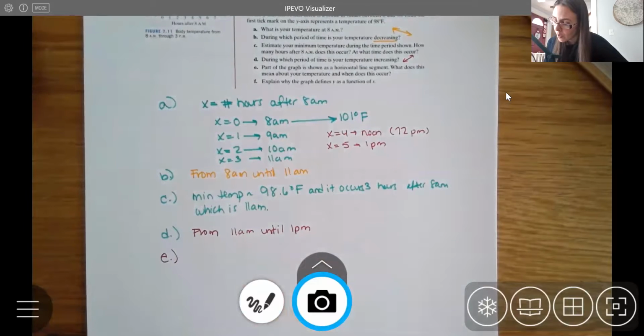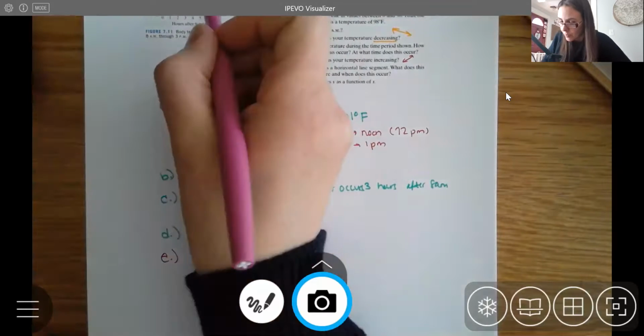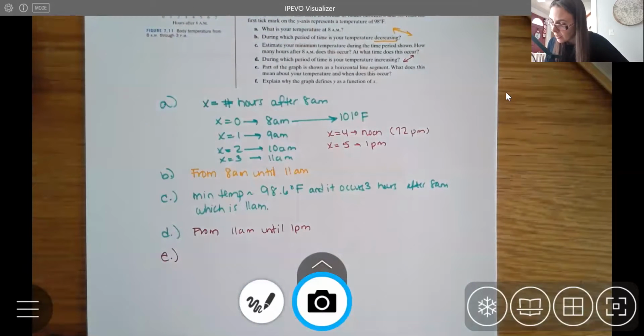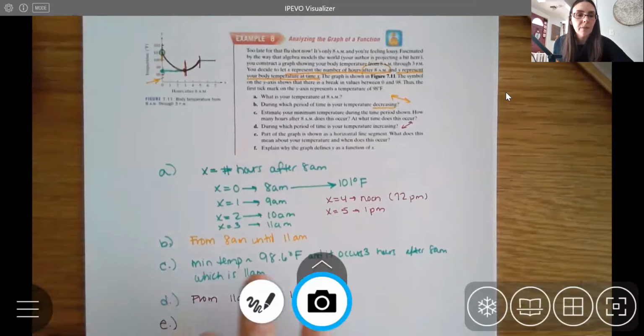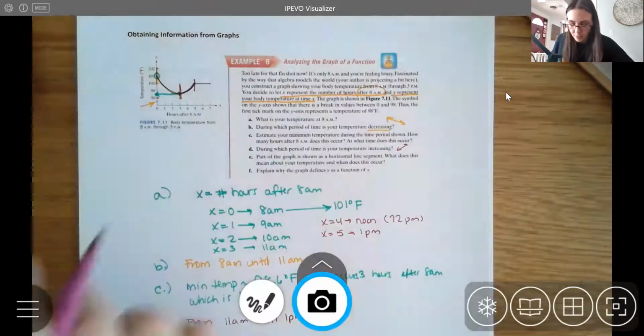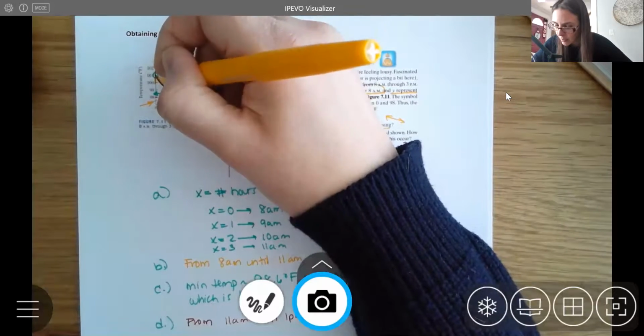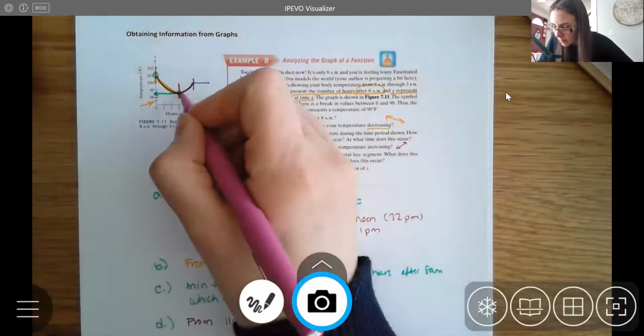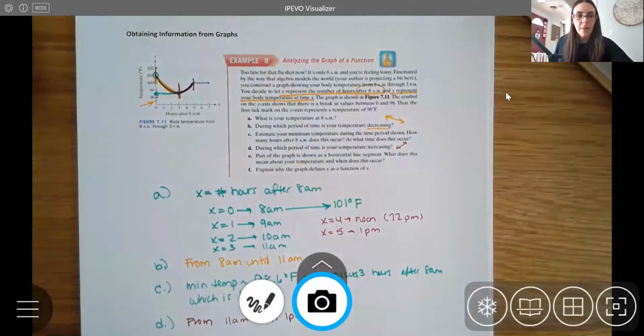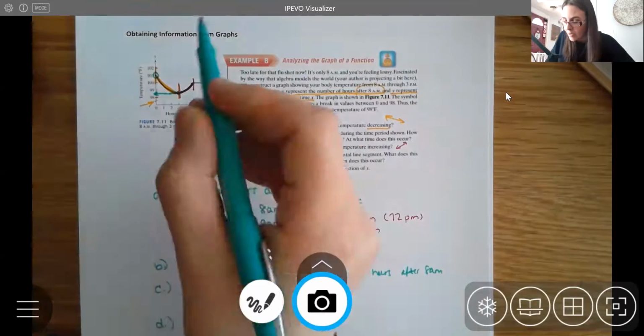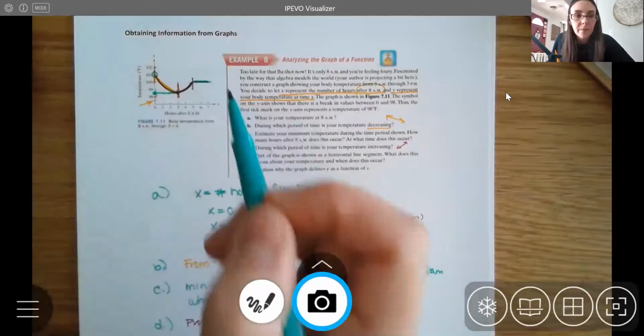Part of the graph is shown as a horizontal line segment. So that's this part right here. What does this mean about your temperature and when does this occur? So, oh, sorry, you can't see that. So let me just go back through here. Sorry, I thought you could see this. This is where we're decreasing, right? This is where we're increasing, going up. And then now we see that we are horizontal right here.